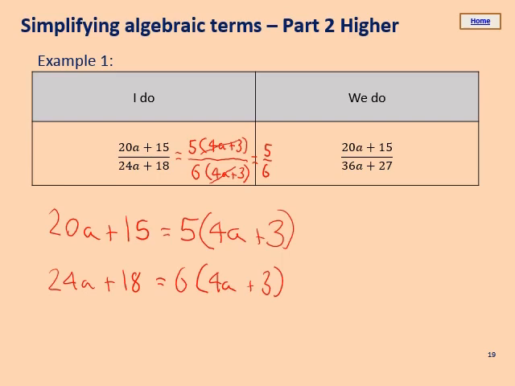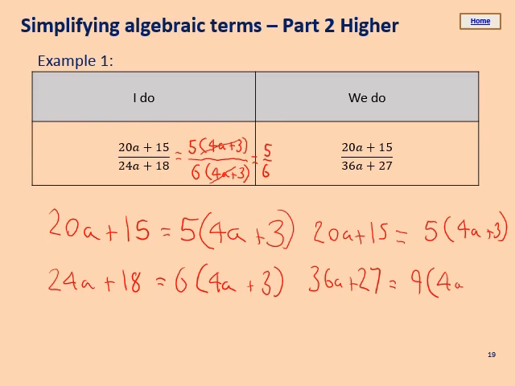Starting with the top, 20a plus 15, that was actually factorised for you in the I do, and that factorises to 5 bracket 4a plus 3. Then with the bottom, 36a plus 27, the highest common factor of 36a and 27 is going to be 9. So 9 goes outside the bracket. 36a divided by 9 gives 4a, plus 27 divided by 9 equals 3. So you can see again, this is going to drop out.